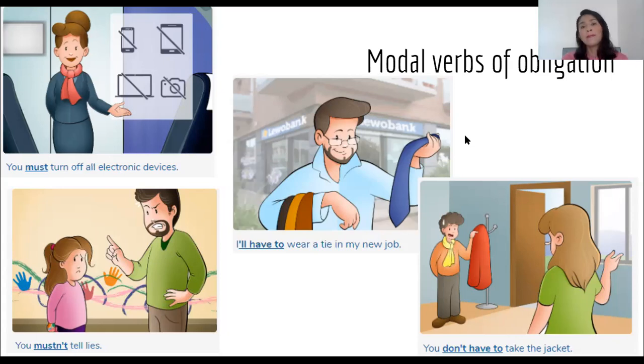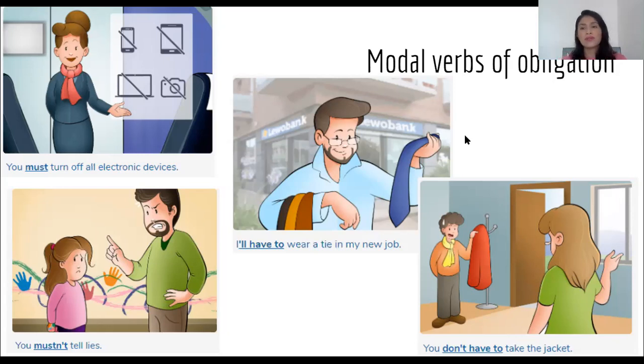And then here I have another picture with the opposite, which is don't have to or doesn't have to, or in the past didn't have to. You don't have to take the jacket. What does this mean? That you don't have to do it, right? That it is not necessary. Like, if you don't want to, don't do it, right?